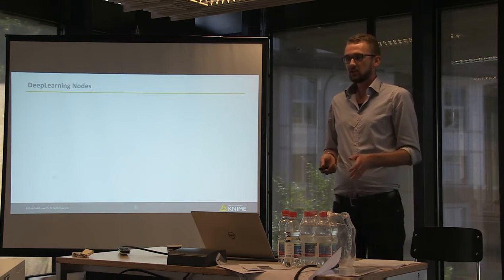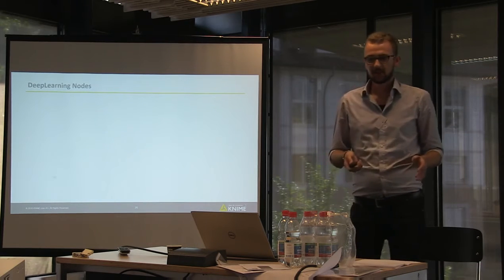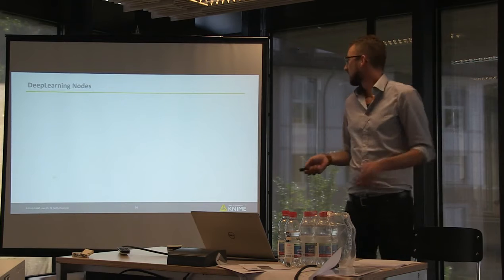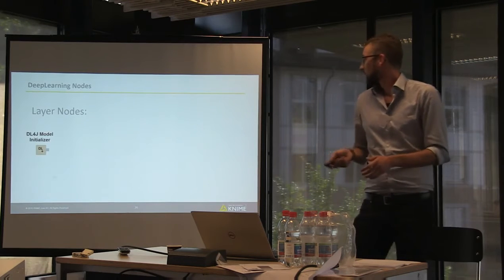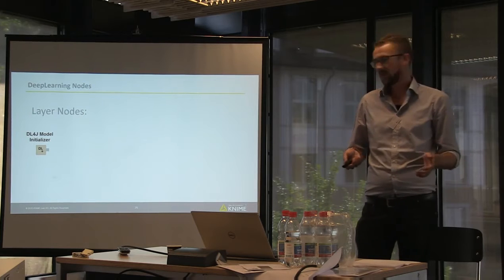So as I told you, the integration consists of some nodes. The first part is to create a network architecture. This is done by layer nodes. At first we have a node called the model initializer, which is used to start the architecture.